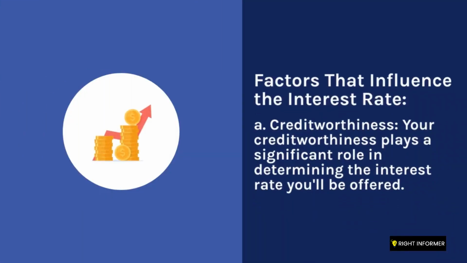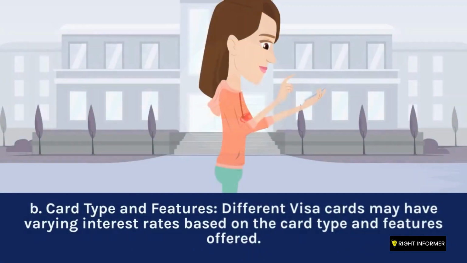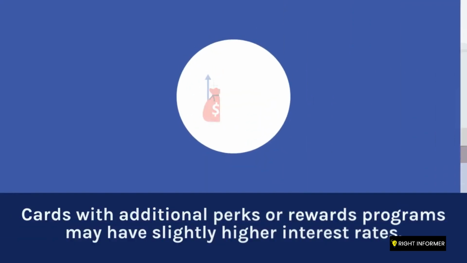Factors that influence the interest rate. A. Creditworthiness. Your creditworthiness plays a significant role in determining the interest rate you'll be offered. Those with a higher credit score and a positive credit history generally qualify for lower interest rates. B. Card type and features. Different Visa cards may have varying interest rates based on the card type and features offered. Cards with additional perks or rewards programs may have slightly higher interest rates.